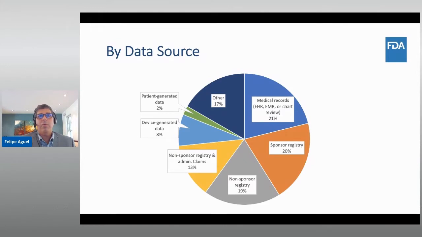Next slide, please. Broken down by data source, here you can see a variety of sources that were used. Again, the registries, whether a sponsor registry or non-sponsor registry, accounted for 40%, give or take. And beyond that, medical records accounted for about 21% of the examples. But really the takeaway from this slide is that it isn't just registries. We have seen and have made decisions based on more real-world data sources that were deemed to be both reliable and relevant. Next slide, please.